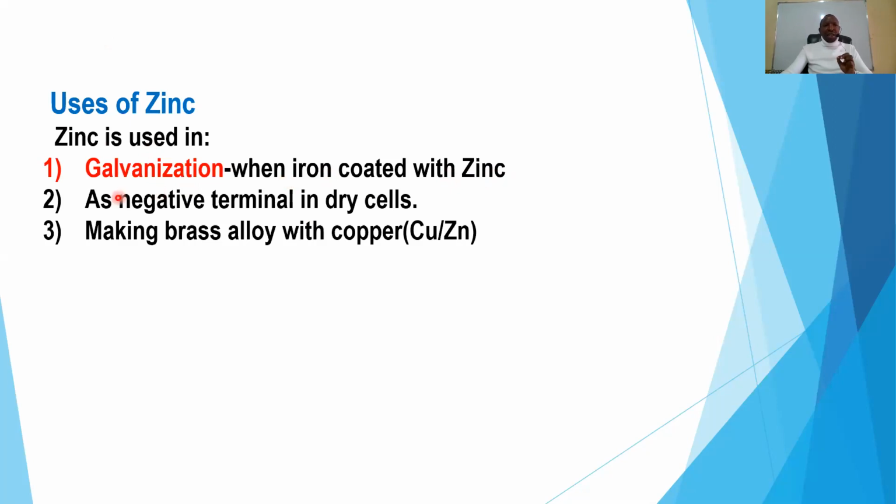It is used as a negative terminal in a dry cell, not to manufacture the outer casing. Saying manufacture of the dry cell or manufacture of the outer casing is wrong. The correct position is as a negative terminal in a dry cell. Zinc is also used in making brass, an alloy of zinc and copper, which has many uses, like in ornaments and what have you.